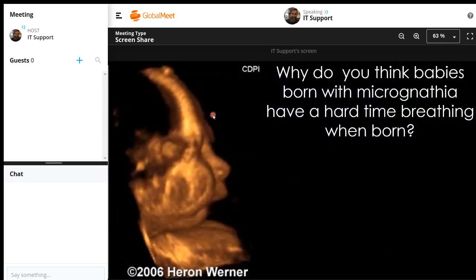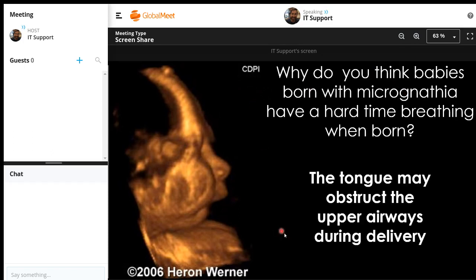So when babies are born, they can have some complications if they have a smaller absent chin. So why do you think babies born with micrognathia have a hard time breathing? So since that lower lip and chin are kind of tucked in, the tongue may obstruct the upper airways during delivery, so can be kind of dangerous to the baby during delivery.